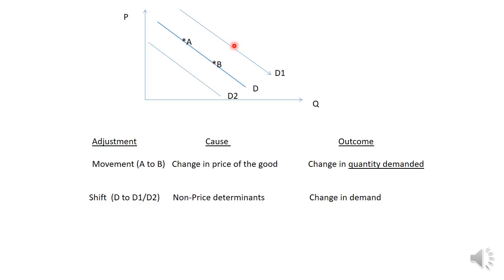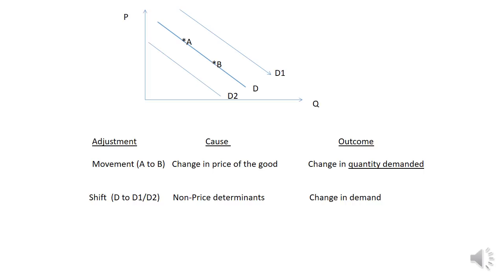Okay, now shift is caused by non-price determinants. We will revisit them soon. Non-price determinants meaning the price doesn't change, but people buy more or buy less. Okay, and we describe this kind of behavior by a change in demand. All right, so don't mix up between the two. Movement, all right, on one single curve, we call it change in quantity demanded. A shift from one curve to another, D to D2 or D1, is caused by non-price determinants, and we describe this as a change in demand.